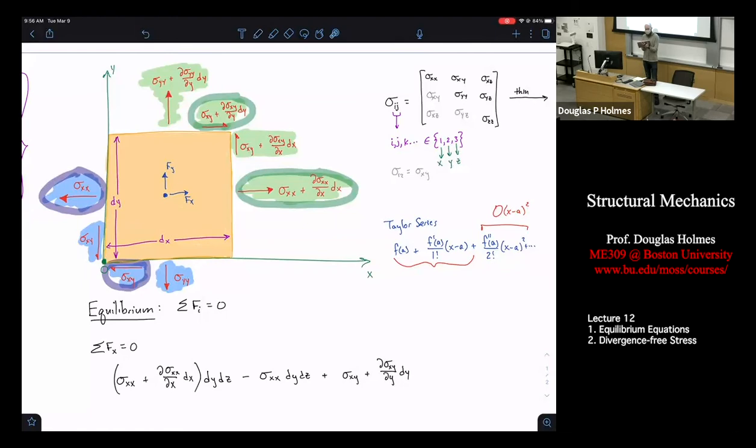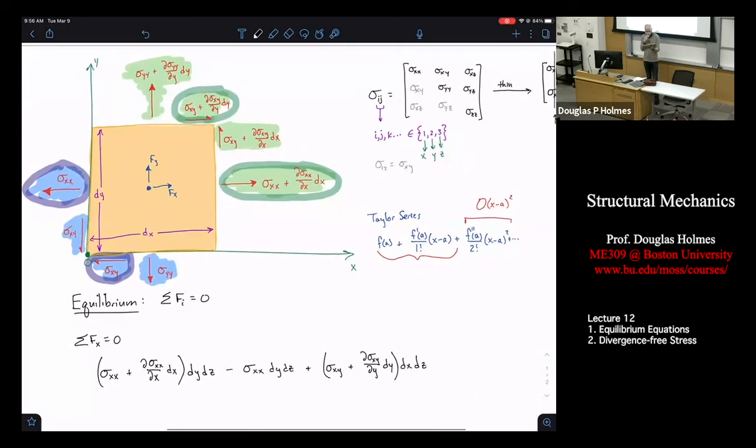Now, as you notice, this one is acting on the area element dx times dz. And finally, we have, well, actually not finally, we have two more. We have sigma xy times dx dz. That's for this one.